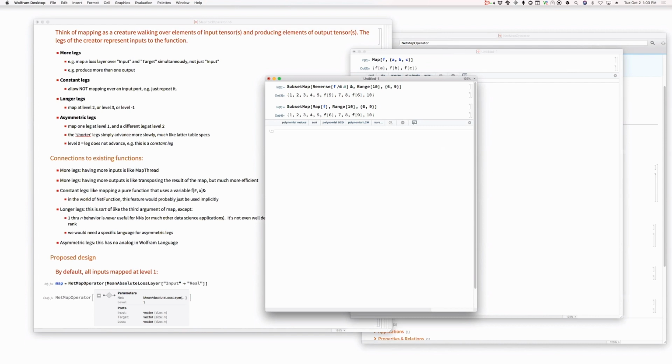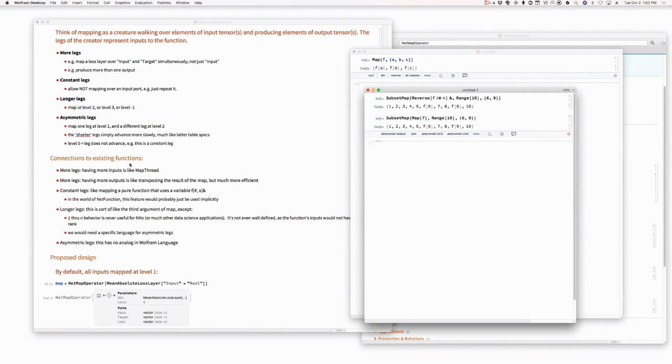It turns out that the generalizations we're talking about aren't really related to this. But okay. All right. Fine. Let's go on with these. Sure. So adding more legs is like map thread. That's certainly true. But if those legs are output legs and it's excreting 2 separate arrays, then there's no way to do that with any function we have now. You can kind of fake it by doing a transpose.